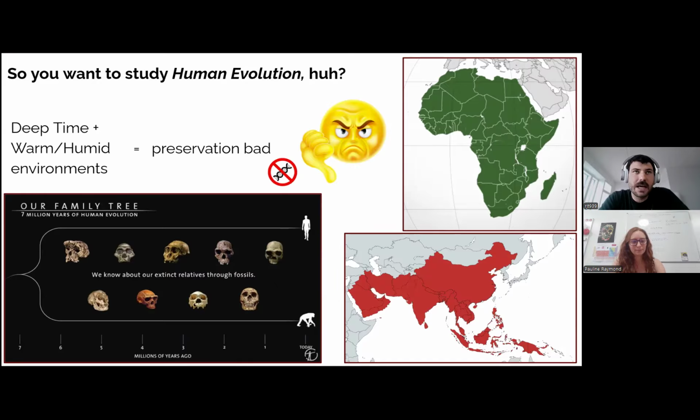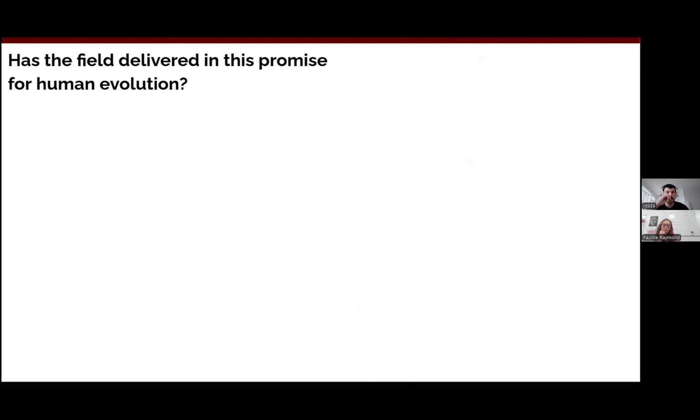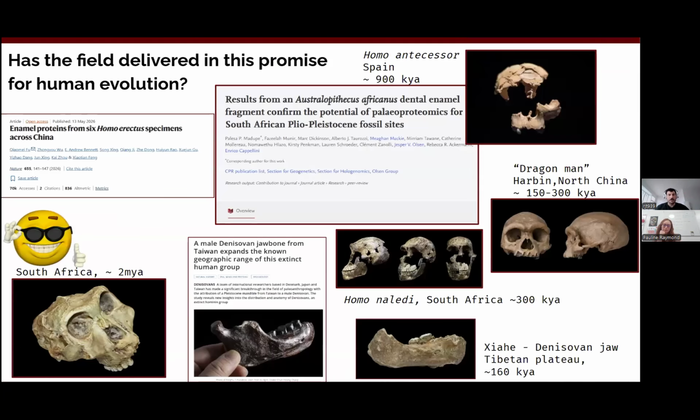Ideally, this is how we would want to study these samples, with DNA. And this is where the field of paleoproteomics enters the picture. This field promises to get molecular data from organisms that lived more than 1 million years ago and from regions of the world that are traditionally unfavorable to biomolecular preservation. So has the field delivered on this promise for human evolution so far? I would say yes, and you can take a look around here for all the samples that have been published until now that are human related.